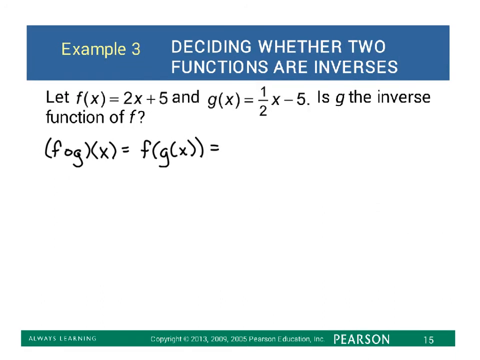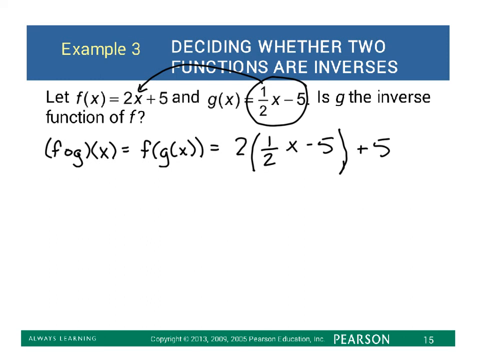All right, so for this example, we're going to do the same thing as the last one. We're going to compose these two functions and determine if they're inverses or not. So I already have written here, let's compose f of g of x, and this is how we're going to do it. We're going to put this function inside of x right here. So we have 2 times 1/2 x minus 5 plus 5. All right, and then reduce all of this.